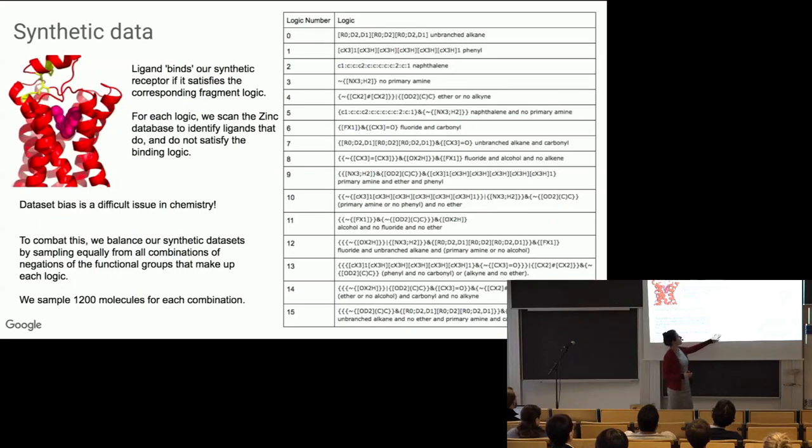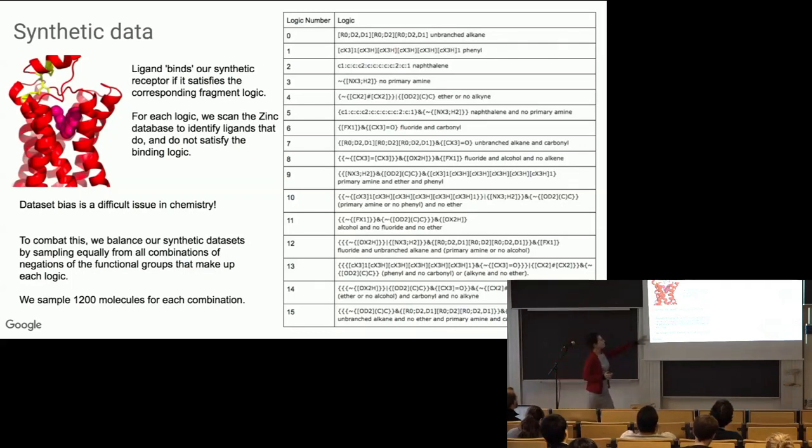There are 16 logics here, and they get increasingly more complex as you go down the table. They're very simple to start off with. Simply, you have to have no primary amine, and in that case, you can bind this protein. But by the time you get down to the end, it's getting quite complicated. There are multiple clauses in this logic, and so we're really starting to get close, perhaps, to what real proteins are like.